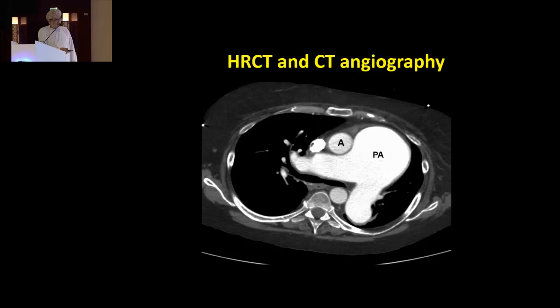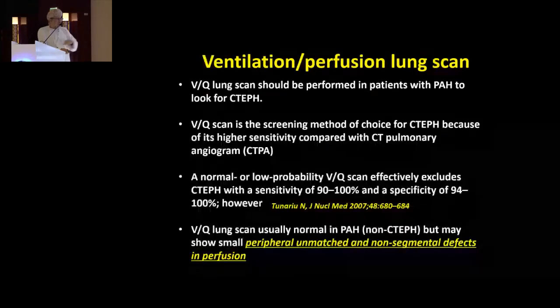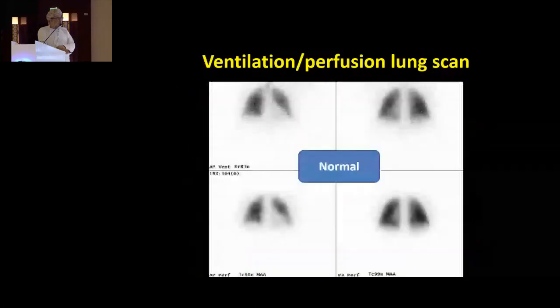So once you do that, then VQ scan is important. VQ scan should be performed in all patients because it is the method of choice to rule out or rule in chronic thromboembolic disease, in particular when it is more subsegmental. With CT pulmonary angio, you can miss that. A normal or low probability VQ scan excludes CTEPH. And VQ scan is usually normal in PH, but sometimes you may get peripheral unmatched non-segmental defects, but that is it.